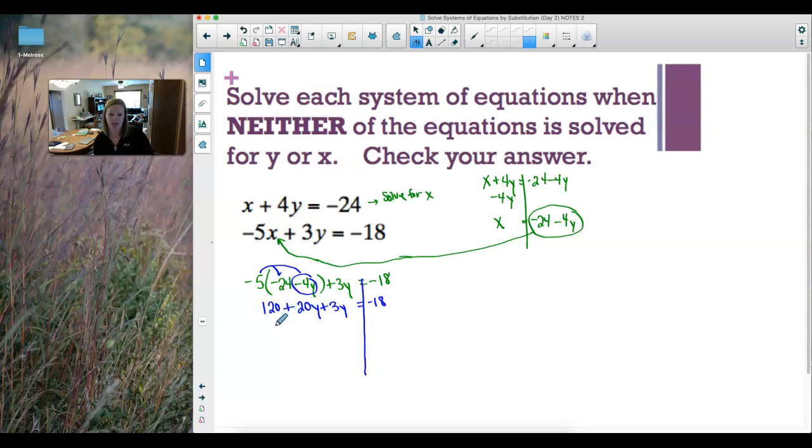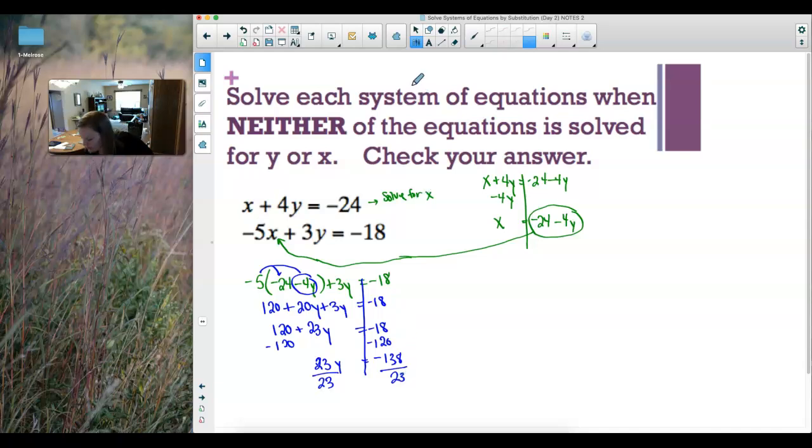Okay, we combine like terms. 120 plus 23y equals negative 18. Subtract 120 from both sides, and you end up with 23y equals negative 138. And then you finish solving by dividing by 23.